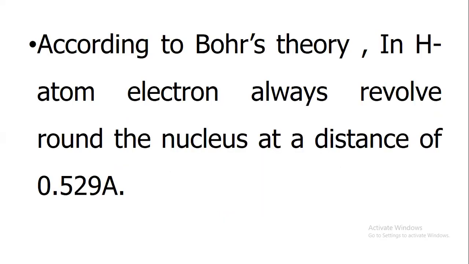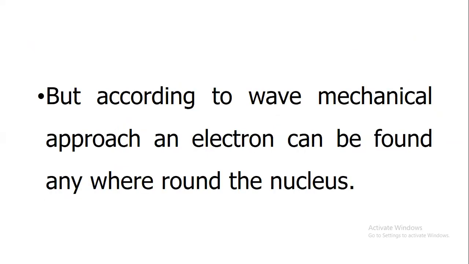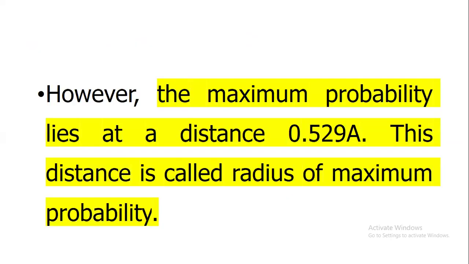Angular wave functions. According to Bohr's theory in the hydrogen atom, electrons always revolve around the nucleus at a distance of 0.529 angstrom. But according to the wave mechanical approach, an electron can be found anywhere around the nucleus. However, the maximum probability lies at the distance of 0.529 angstrom. This distance is called the radius of maximum probability.